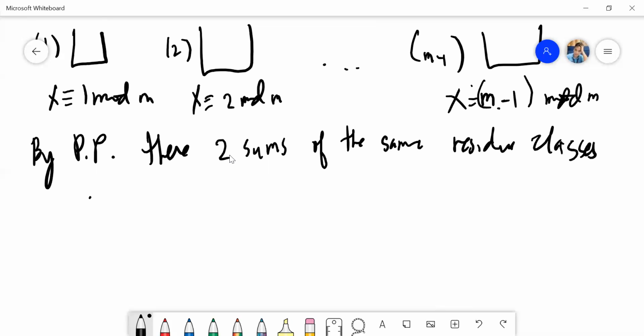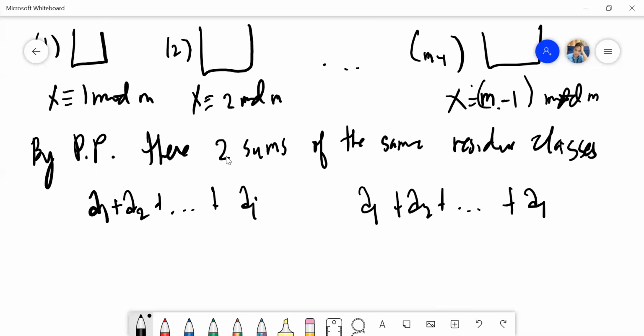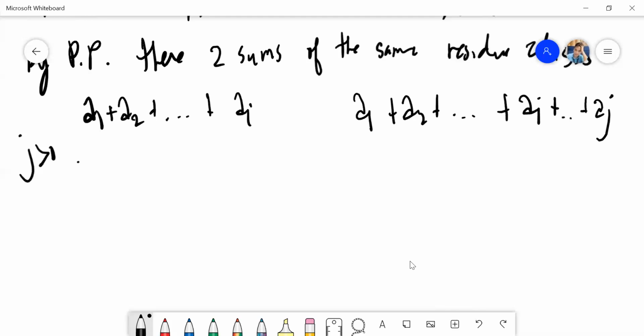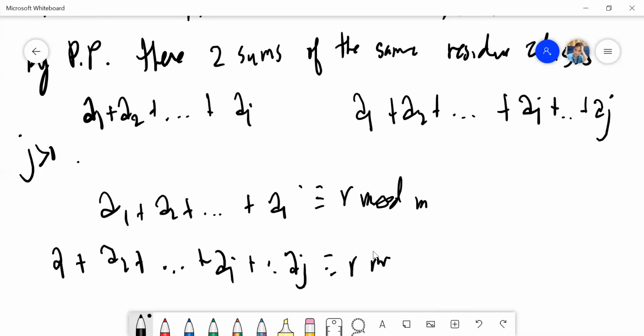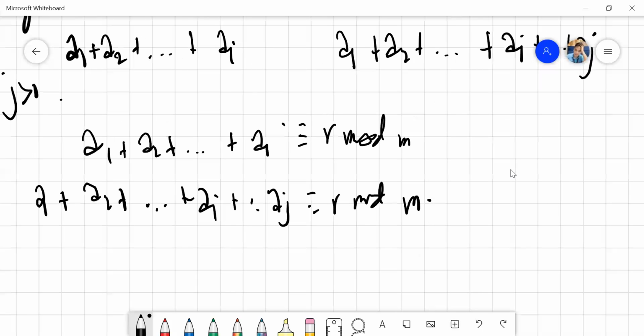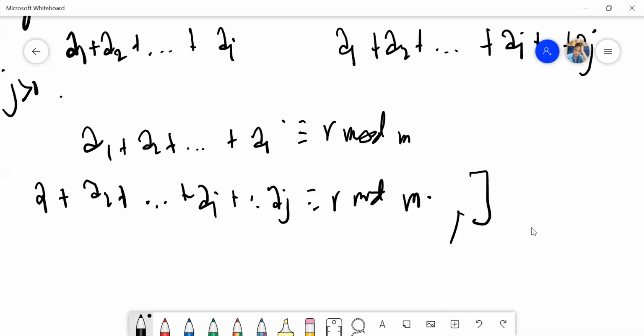So without loss of generality, let's say these are the same: A1 plus A2 up until, let's say, AI, and the other one is A1 plus A2 up until, let's say, AJ, where our J here is greater than I. So by that, we can write this as A1 plus up until AI equals R mod M. We also have A1 plus A2 plus up until AI plus up until AJ equals R mod M. And of course, this is for R from 1 to M minus 1.